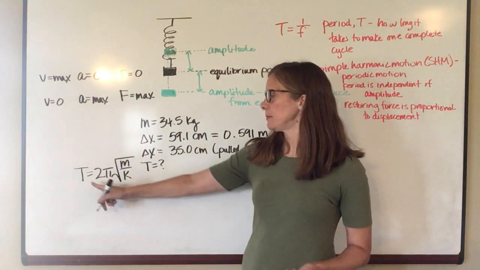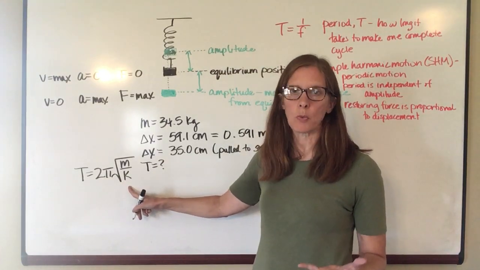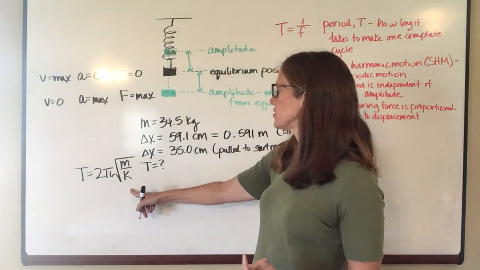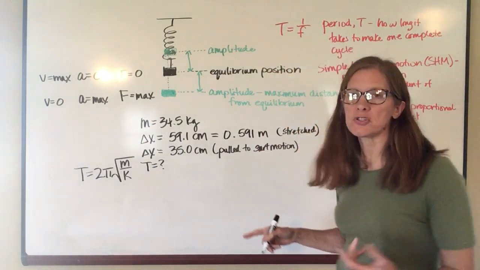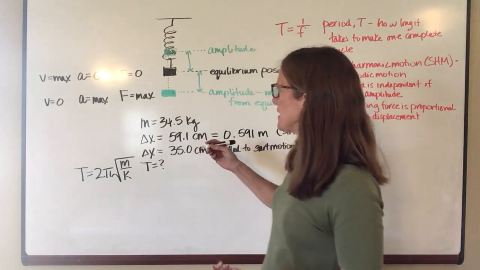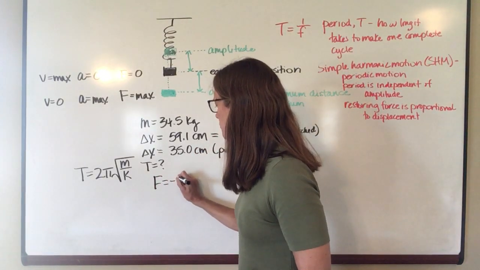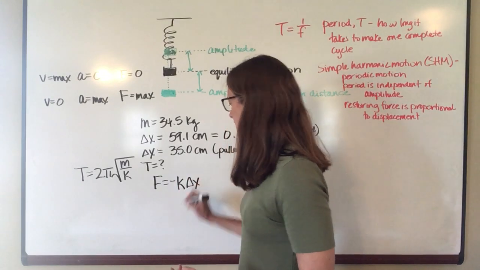Well, I know m, and I certainly know what pi is, but I don't know what k is because I don't know what the spring constant is on the spring. So therefore, the first thing I've got to do is figure out what k is. So k can be calculated by using Hooke's law. So I have F equals negative k times delta x.